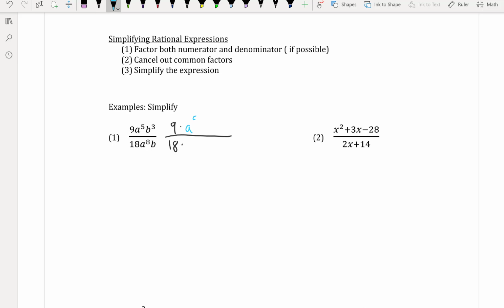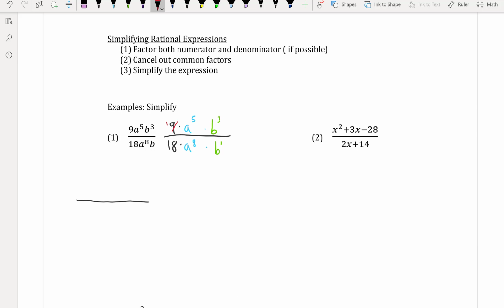So this is my a to the 5th, and down below I have my a to the 8th. And I also like to give myself plenty of room. And I have my b to the 3rd, and my b, when there's no exponent, you can always default it to be a 1. So now it's going to become a little bit easier to deal with each one individually. So I have 9 and 18. Well, I know that 9 divided by 9 is 1, and 18 divided by 9 is 2. So up on top, I'm going to have a 1, and down at the bottom, I'm going to have a 2. So I have a 1/2.